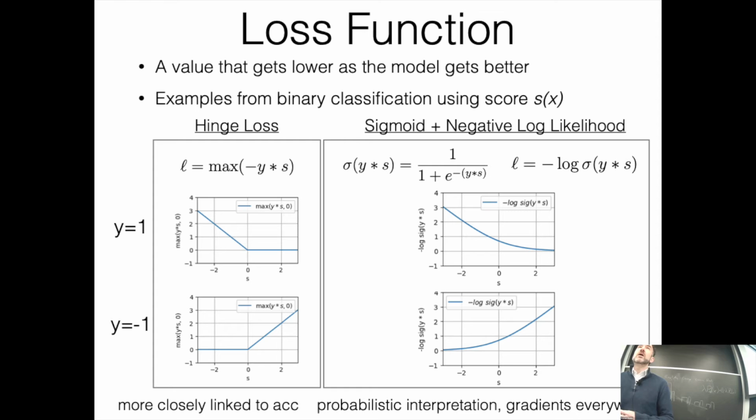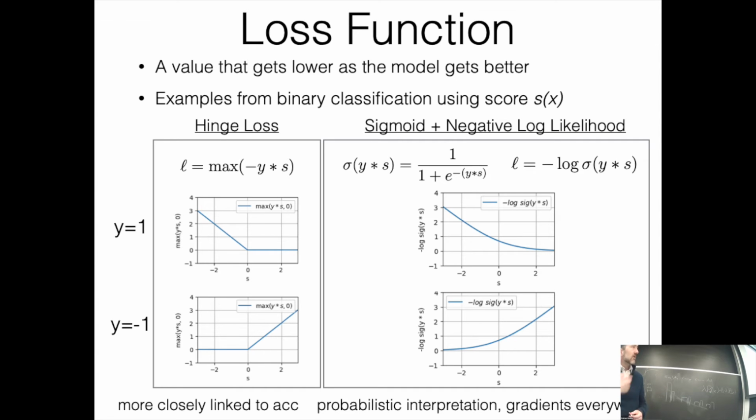For the sigmoid plus negative log likelihood, the way this works is you multiply y times the score here. And then we have the sigmoid function, which is a nice function that looks like this, with values between 0 and 1, centered around 0.